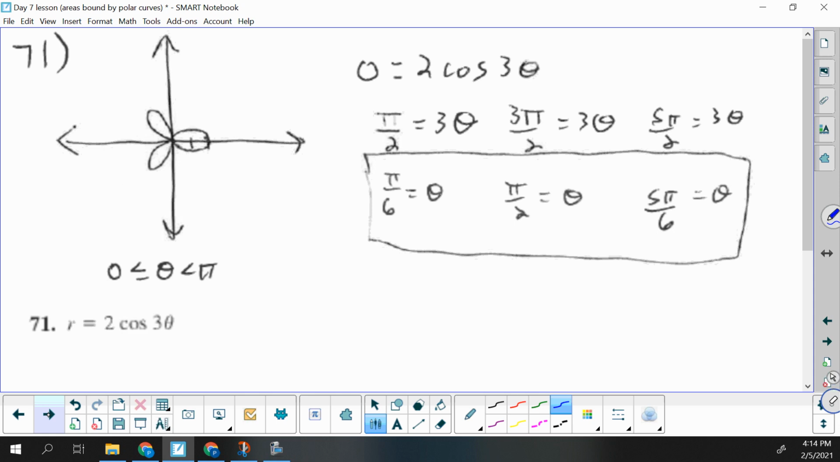So for these ones, set your radius equal to 0 and solve. Notice we don't have any corner points we have to worry about here, because as this is going, it's really doing something like that. So it's smooth as it goes through. So we end up getting cos 3 theta is equal to 0. Well, we want 3 theta to equal the odd pi over 2's, because that's when cos is 0. So you get pi over 6, pi over 2, and 5 pi over 6.